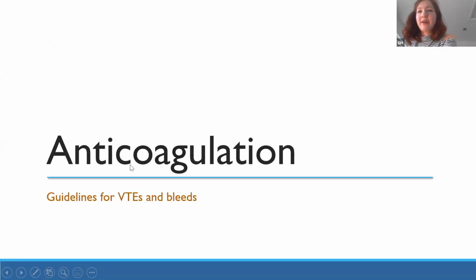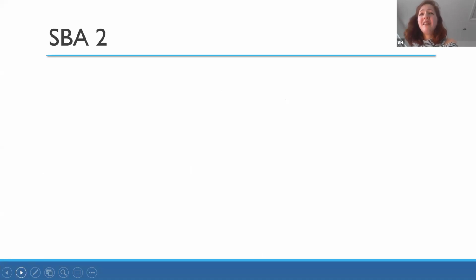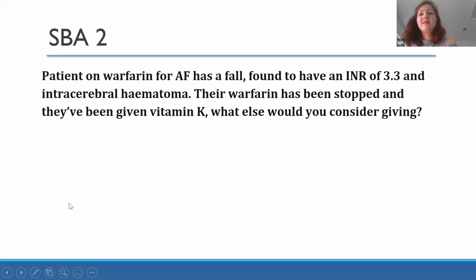Okay, so now I'm going to go through anticoagulation. This is quite a guideline-y area, so I'd say check the guidelines yourself and make sure that you're using the most up-to-date ones anyway. It's literally just learning the guidelines. It's not a particularly exciting topic. We're going to start with another question.